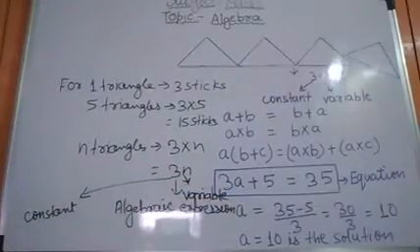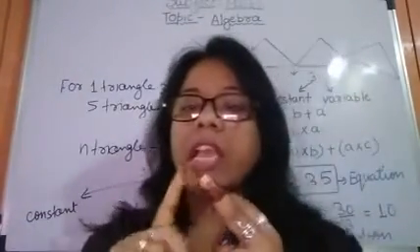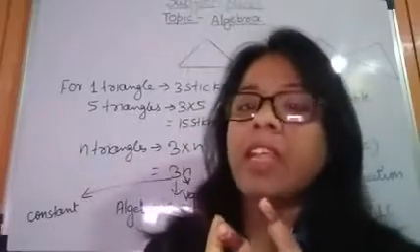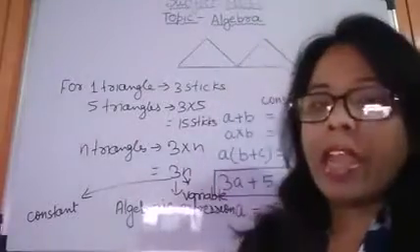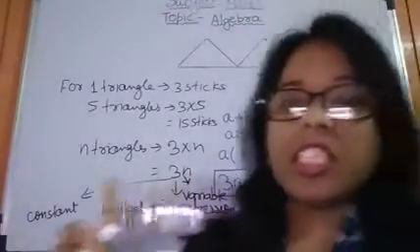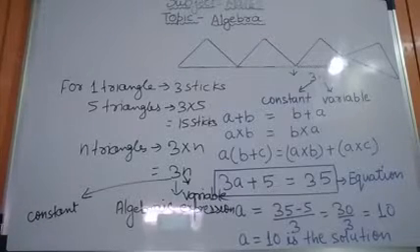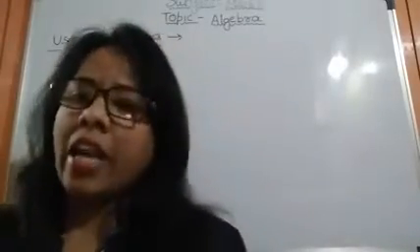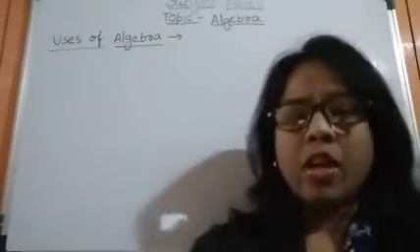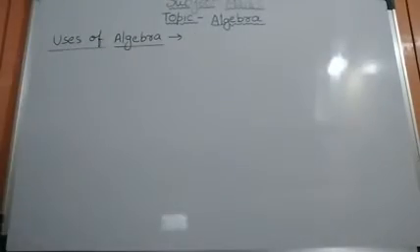So an algebraic expression is made up of 2 things. First is number, that is constant, and second is alphabet, that is variable, whose value can change. Fine. So this is algebraic expression. Yes. Now the thing is that where we use algebra. So we use algebra for making rules.